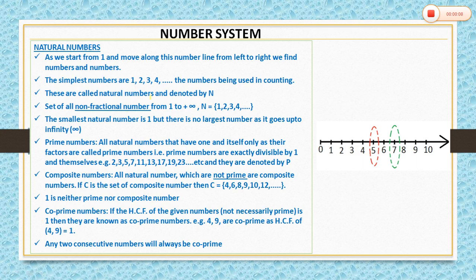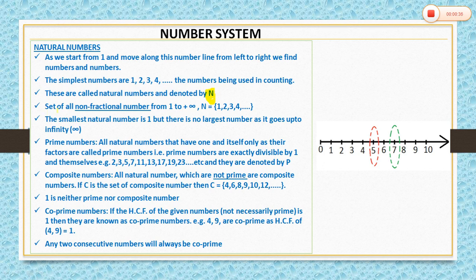Natural numbers. All the counting numbers starting from 1 till infinite. All these numbers are known as counting numbers, natural numbers. They all are denoted by n. Always remember this point. All the counting numbers are known as natural numbers and they are denoted by n.